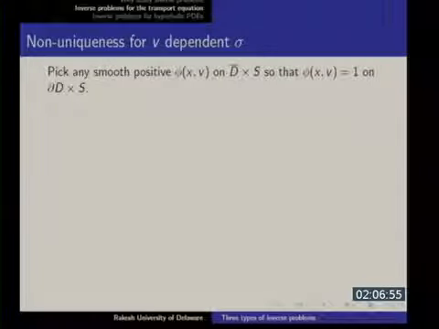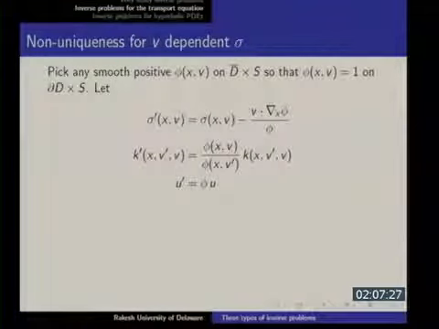They said, pick any function phi of x and v, a positive function on the domain and all directions. Any positive function, doesn't matter what. And of course, you want it to be 1 on the boundary. And they say that you give me any sigma and k, I'll construct for you another sigma and k, which I'll call sigma prime and k prime, which have the same albedo operator. And the construction is, I'll give it to you. You can sit down and do it yourself, you can verify that it works.